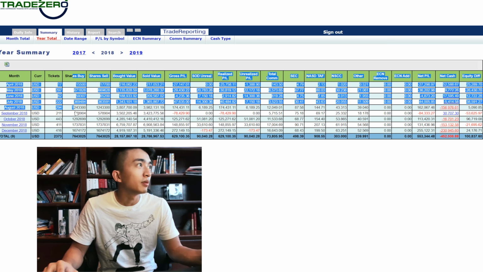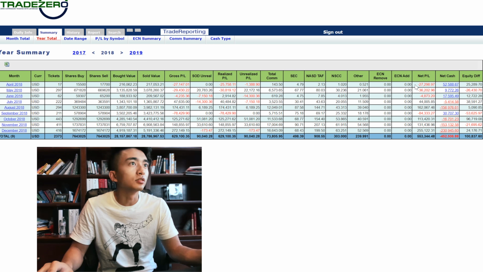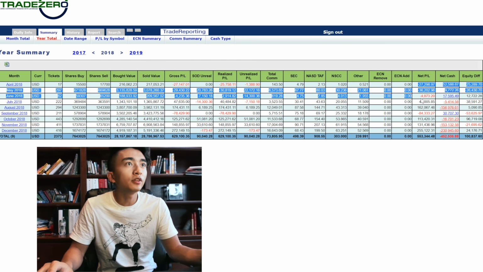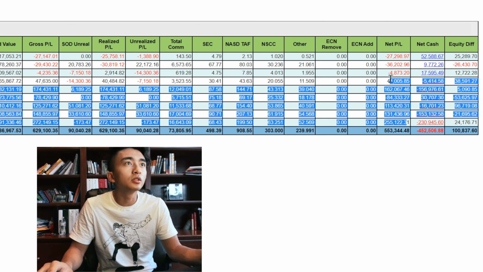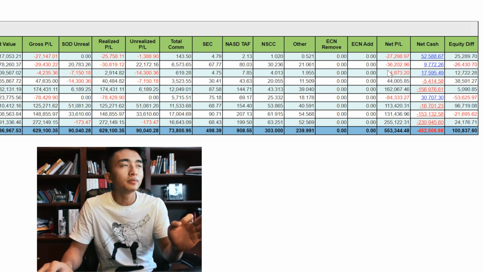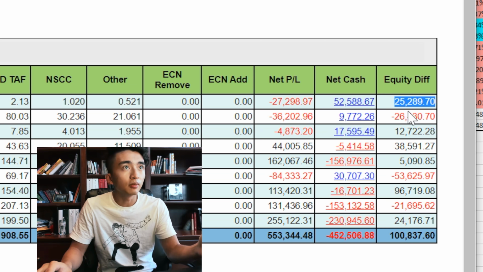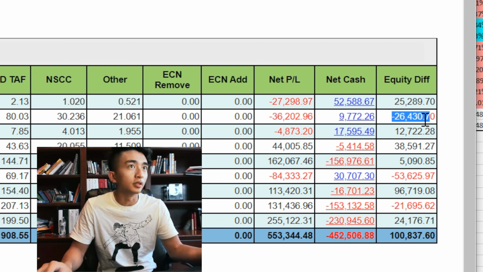This is how many shares I bought. This is how many shares I sold. This is where my net profit is. This one doesn't really include the borrow fees. The borrow fees are about 50,000. Right here, I injected about 25,000 into the account. This is where I lost the money.